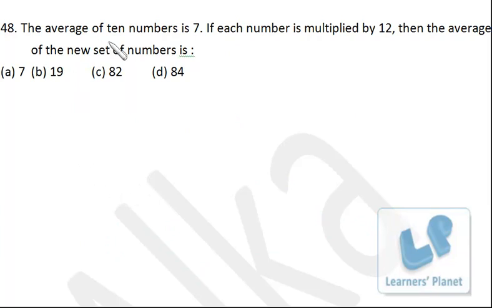Now the average of 10 numbers is 7. If each number is multiplied by 12, then what is the average of the new set of numbers? Once again the same thing. If each number is multiplied by a constant number, then the average will also get multiplied by the same number. So the new average is 7 into 12, 84. No need to go for any sort of paperwork. Very basic property of arithmetic mean.